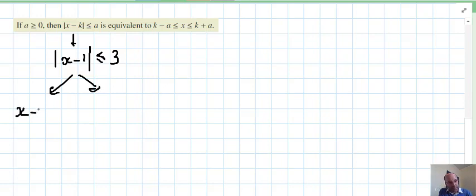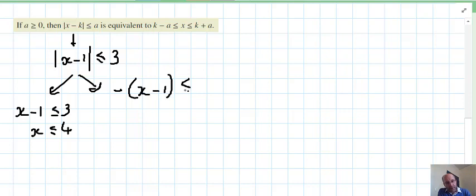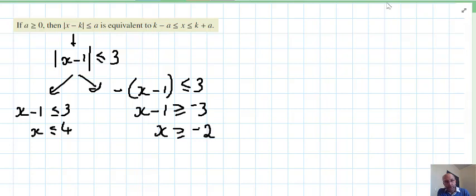The positive's easy: we just have x minus 1 is less than or equal to 3, add 1 to both sides, and x is less than or equal to 4. On the other side we've got the negative option, and that would be less than or equal to negative 3. So multiply both sides by negative 1. We would have negative 3 now, and we've got to reverse the direction of the inequality sign, and now we add 1 to both sides, solving it just like it's an equation. And we've got our answer, negative 2.